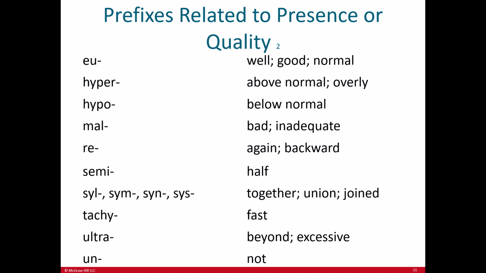And then here's semi. Remember we had looked at hemi earlier. Semi also means half. Then we have syl, sym, syn, and sys, which all mean together, union, or joined. And then we have tachy. It means fast or rapid. Just keep in mind your spelling here, T-A-C-H. That C-H makes a k sound rather than a ch sound because of the language. And then we have ultra, which means beyond or excessive. And finally, we have un, which means not.